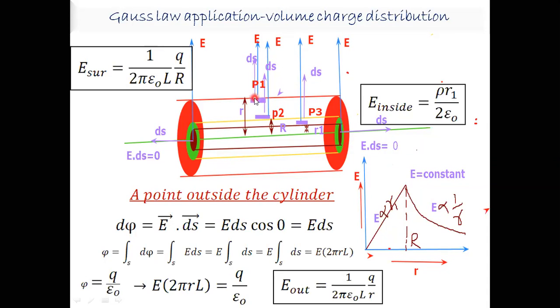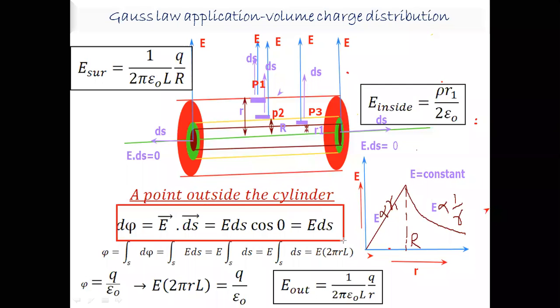Now let us discuss the point P1. At this point, the ds bar direction and the electric field strength direction are in the same direction. So what is the angle between ds bar and E bar? 0 degree. What is the flux through this small area element? d phi equals E bar dot ds bar. According to the A bar dot B bar formula, E bar dot ds bar equals E ds cos theta. Since the angle between E bar and ds bar is 0, this equals E ds cos 0.